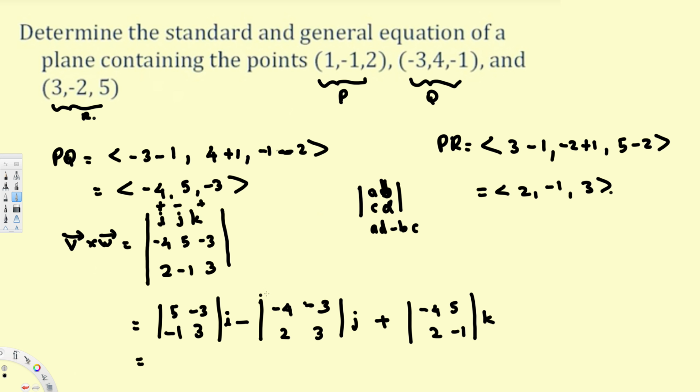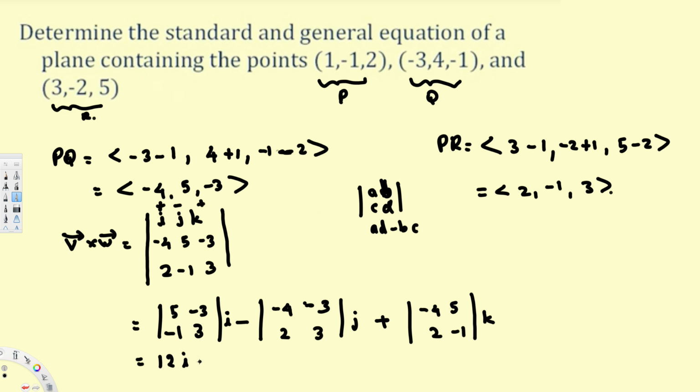Now let's do the cofactor expansion method. Now what we have to do is AD minus BC. 5 times 3, 15, minus, so this is going to be minus 1 times minus 3, that's going to be plus 3. 15 minus plus 3, that's going to give us 12 in the i direction.